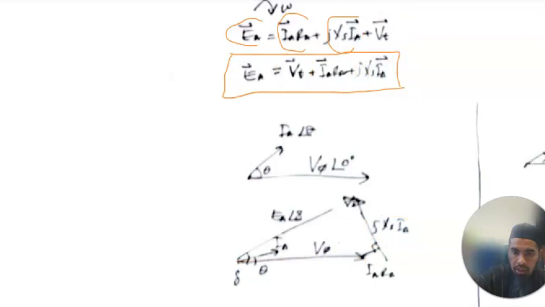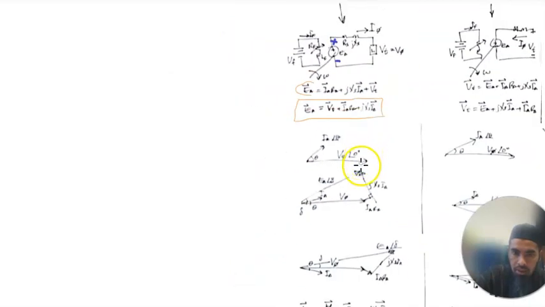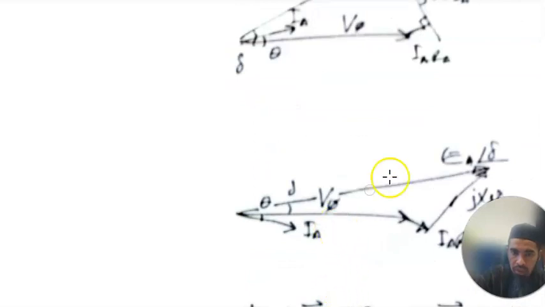If it's lagging, it's the same. See here, if your angle is lagging, V phase is our reference. V phase will be stuck at 0. So IARA will have the same angle as IA times RA, which is very small. So that's why you can see that the magnitude is very small, or can be neglected.